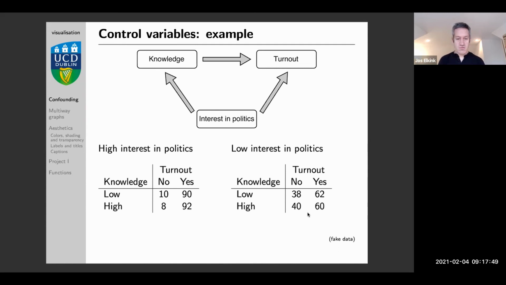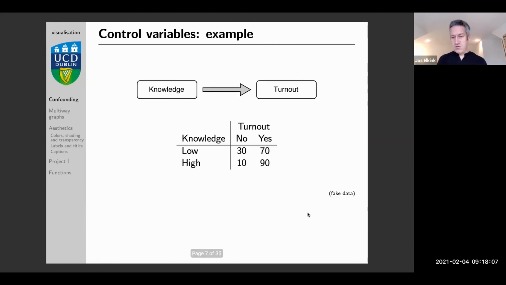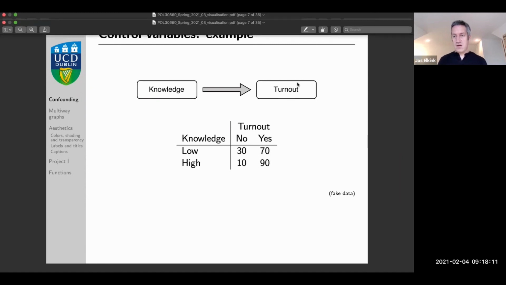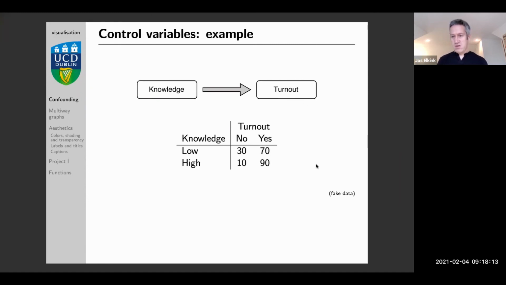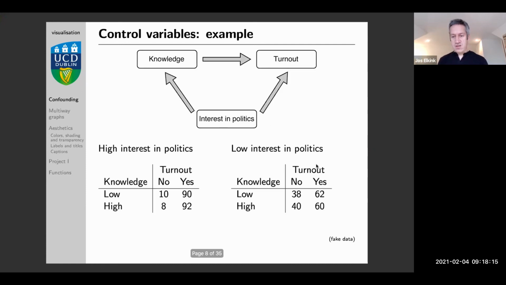Right? And then among those with high interest in politics, they all turn out whether or not they have high levels of knowledge. And those with a low interest in politics, they are all less likely to turn out, only about 60%, regardless of whether they have high or low levels of knowledge. So this is a good example where in a bivariate plot you see a relationship, and you would argue that there is a link between political knowledge and turnout. But if you look separately for different categories for the control variable, you see that the relationship disappears.